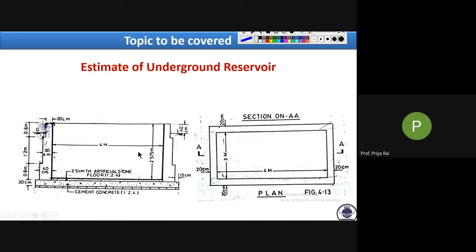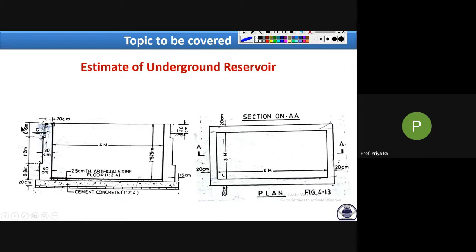So whenever we do estimation, we must have a plan and a diagram. This is called the sectional view drawing. We must have drawings with details. This is the sectional view and this is your top view.